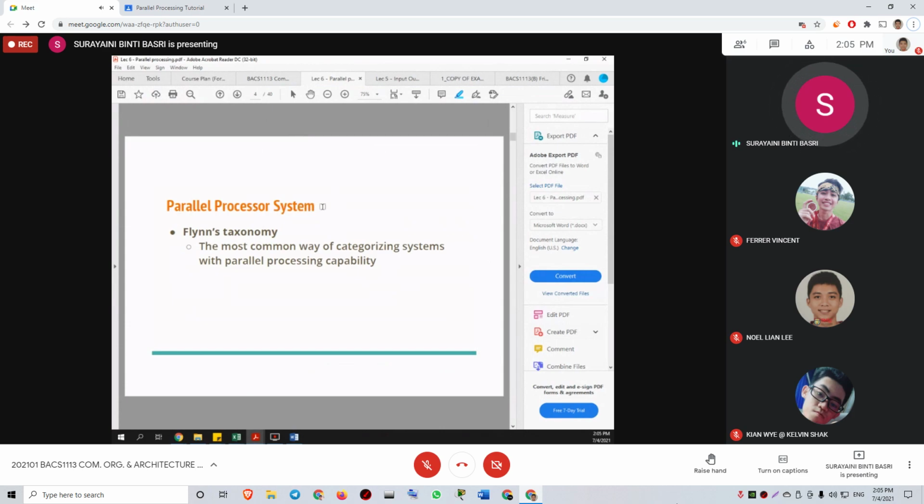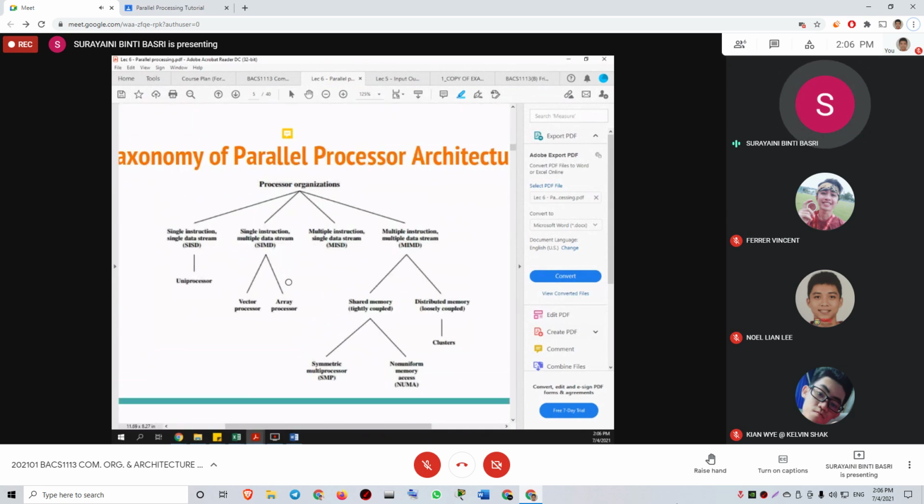But for parallel processing systems, there are various systems, and they are categorized using Flynn's taxonomy. So what is Flynn's taxonomy? Flynn's taxonomy is the common way of categorizing systems with parallel processing capability. Taxonomy is another name for classification, so Flynn's taxonomy means the classification based on Flynn, who may be the person that introduced these categorizations. Based on Flynn's categorization, we categorize various types of parallel processor.